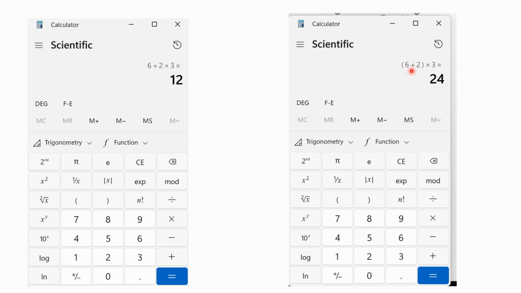Keep in mind, to get 24 requires parentheses. You would have to have parentheses around the addition. 6 plus 2 would be 8. 8 times 3 would be 24. But that is only with parentheses around the addition.